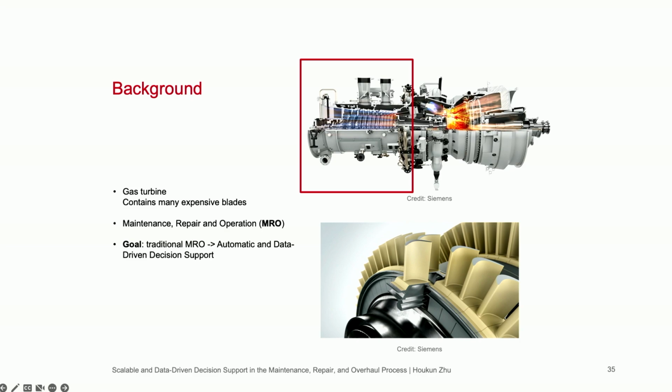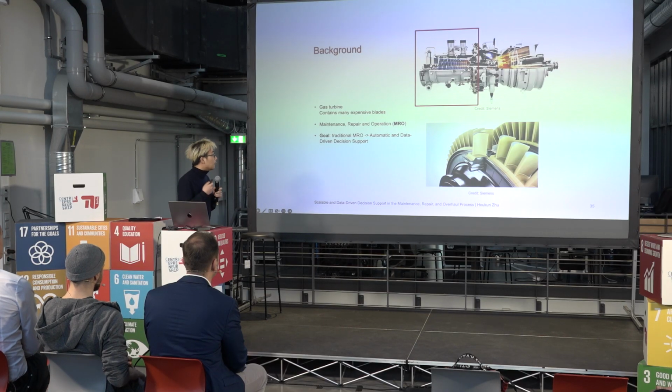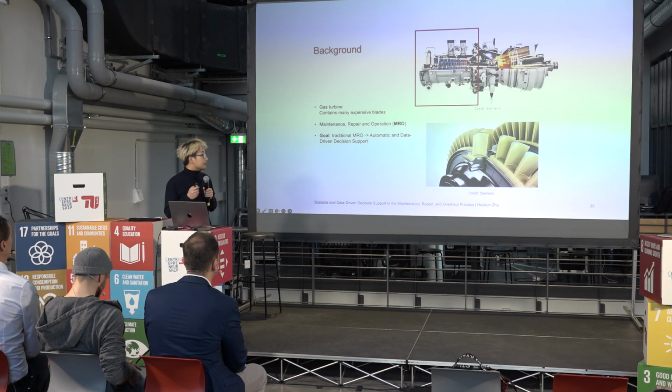As you can see in the bottom figure, the blades here are large and very expensive, which means we need regular maintenance and repair for these blades. This process is often referred to as the maintenance, repair, and operation process, in short, MRO. Our goal is to convert the traditional MRO process, in which engineers check the manual book by hand and then decide what operation to take, into one with automatic and data-driven support.